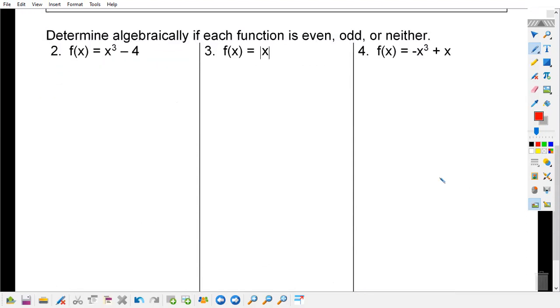Okay, now we're going to talk about it algebraically. Algebraically, you're going to always find f of -x. That's step one. But if you're comparing even, you don't have to go that far, but you're going to always find f of x, f of -x. So I'm going to start off with finding f of -x. Okay, if I'm doing f of -x, that means I'm doing what? Substituting a negative in for the current x. Does that make sense? So this equals negative x to the third minus 4.